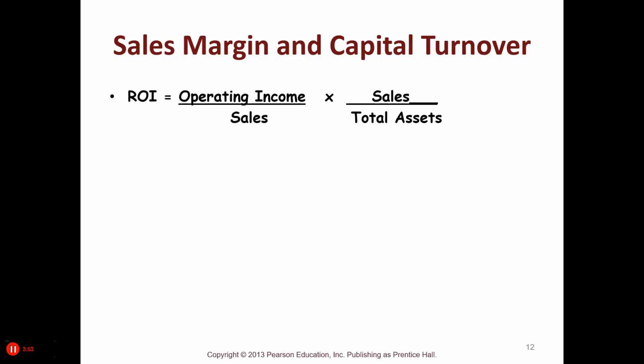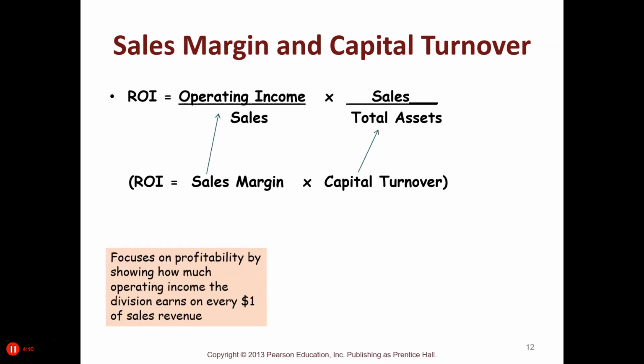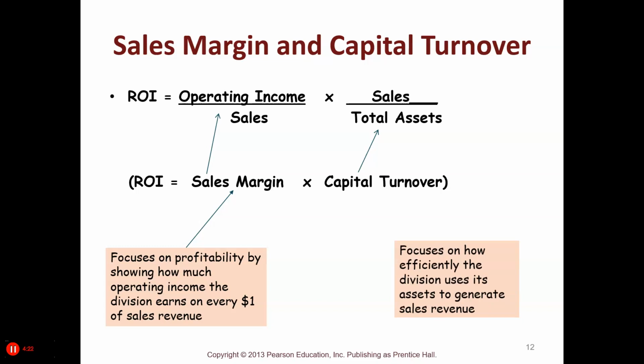Return on investment can be broken down between these two factors: operating income divided by sales, which is your sales margin, and capital turnover, which is sales divided by total assets. So again, sales margin focuses on profitability by showing how much operating income the division earns on every dollar of sales. Capital turnover focuses on how efficiently the division uses its assets to generate sales.